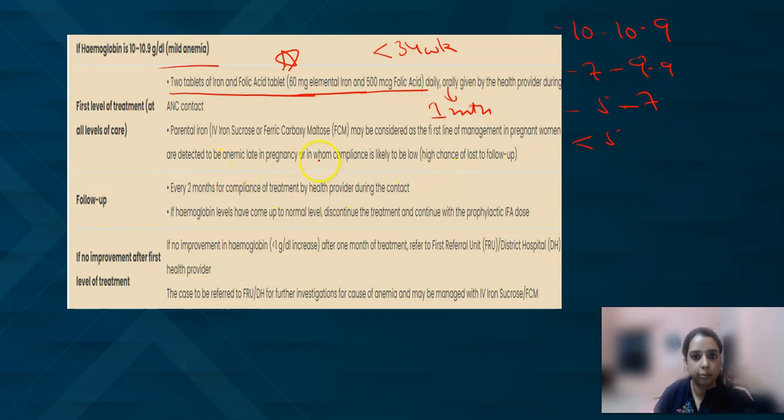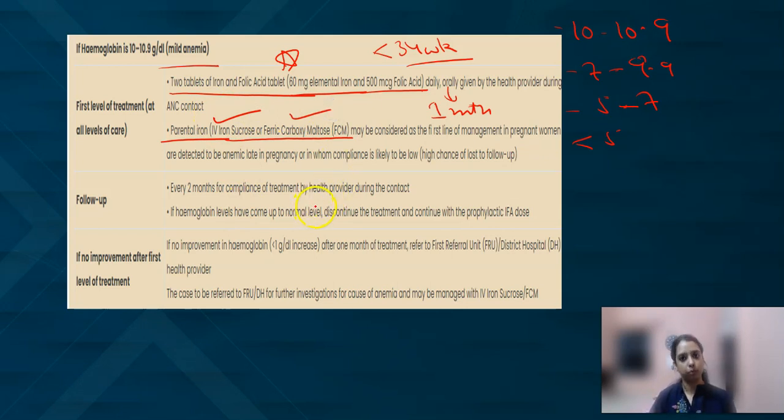After 1 month, if there is no response, or she is in late pregnancy, you don't have time to give iron, then repeat and see the response. You don't have that time in late pregnancy. You straight away start with parenteral iron. Parenteral iron includes IV iron sucrose and carboxymaltose, both are there. Anemia Mukt Bharat recommends IV iron sucrose and ferric carboxymaltose both.